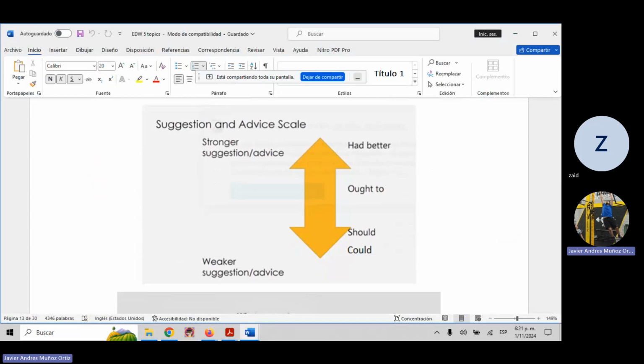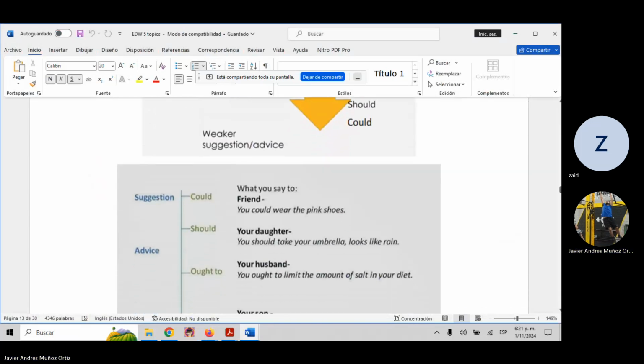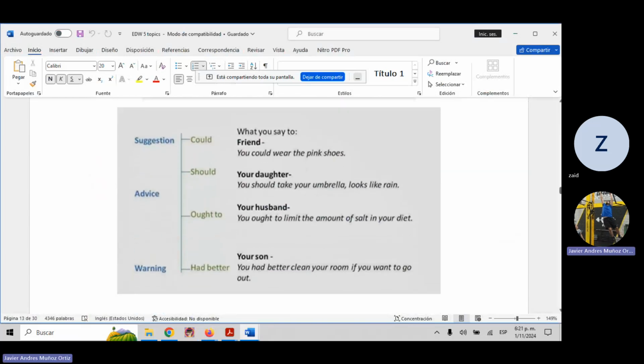This is the difference between these four verbs. It's like a scale, right? The more important to the less important, the stronger to the weaker. This is kind of a scale with had better on the top and could on the bottom, or vice versa if you prefer. When we are mentioning a suggestion, we could use could. If it's advice, it could be should or ought to. And if it's a warning, just be careful with doing something, we need to use had better.